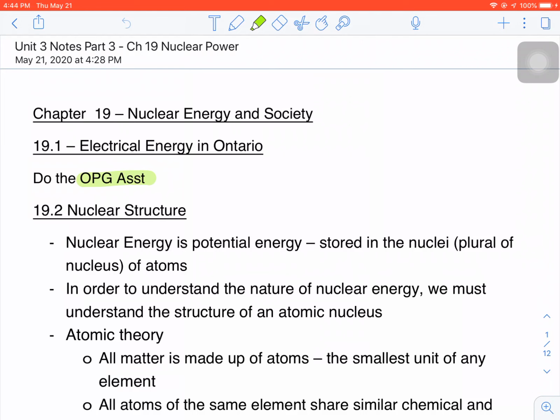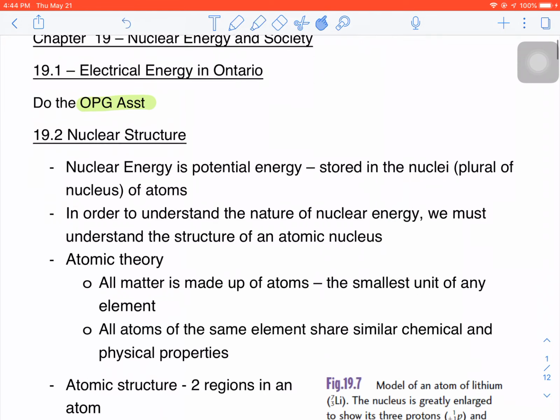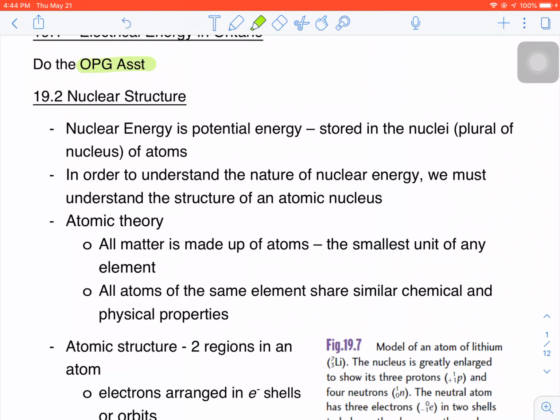Now, in order to understand what nuclear power is and how it works, you just have to look at the name, right? Nuclear tells me that we're talking about the nucleus of an atom. The nuclei of atoms, nuclei is plural for nucleus, one nucleus, multiple nuclei. Nuclear energy is energy that's stored inside the nucleus of an atom.